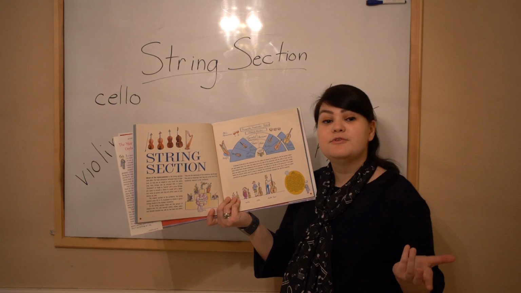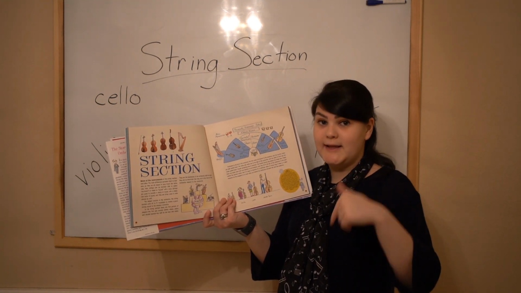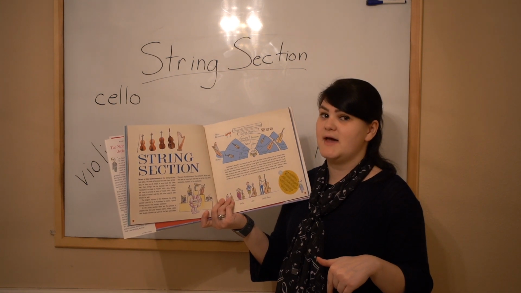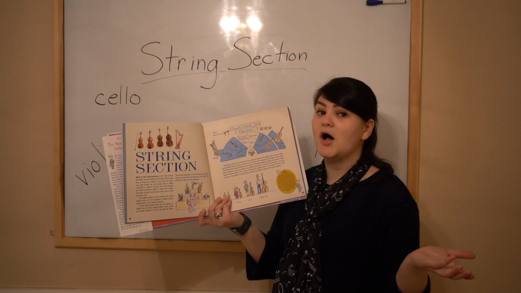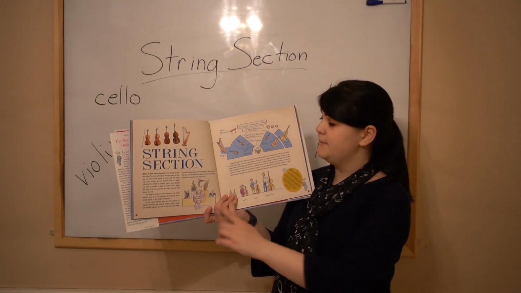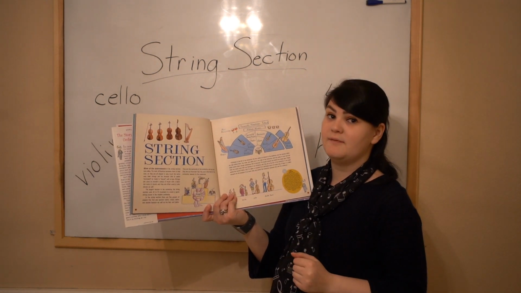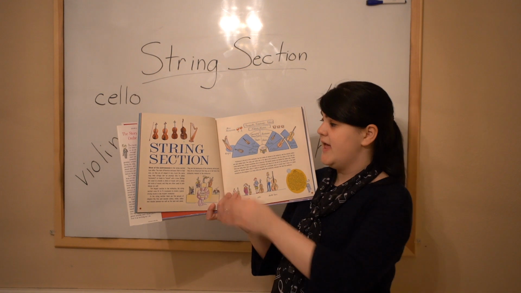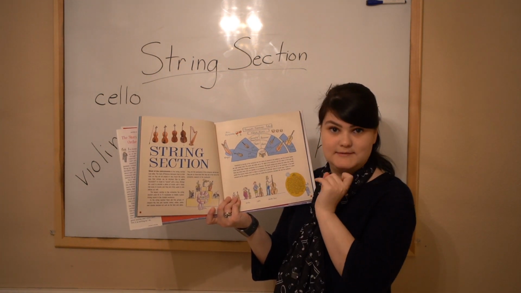And they're used for solos, which means that only one instrument plays at a time. Solo means one. So if a song had a violin solo, only the people playing violins would be playing that part of the song. Everybody else in all these other areas would be quiet.